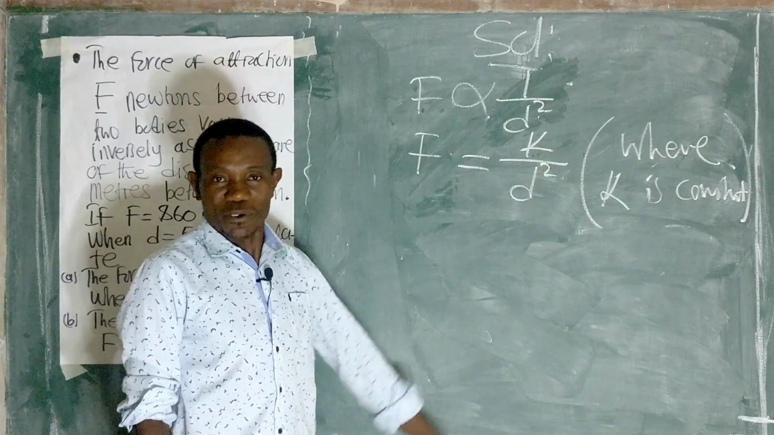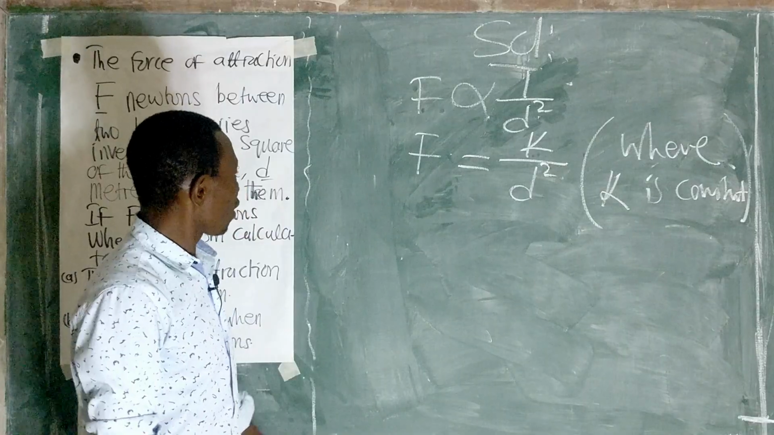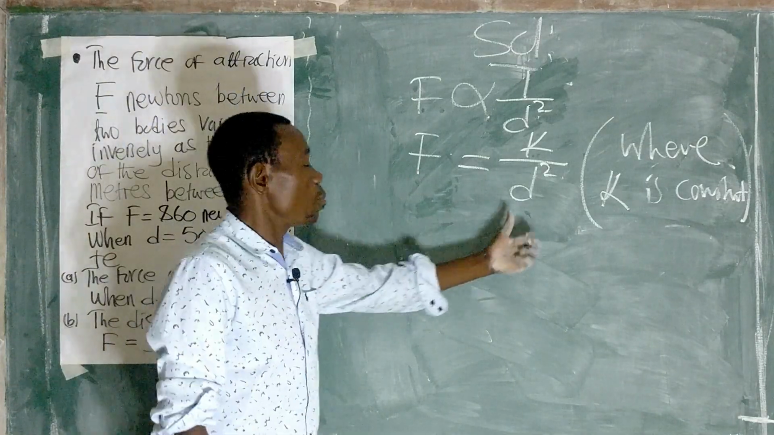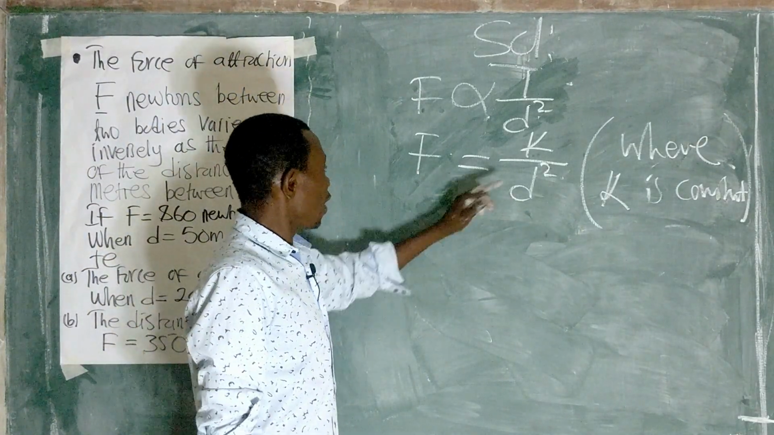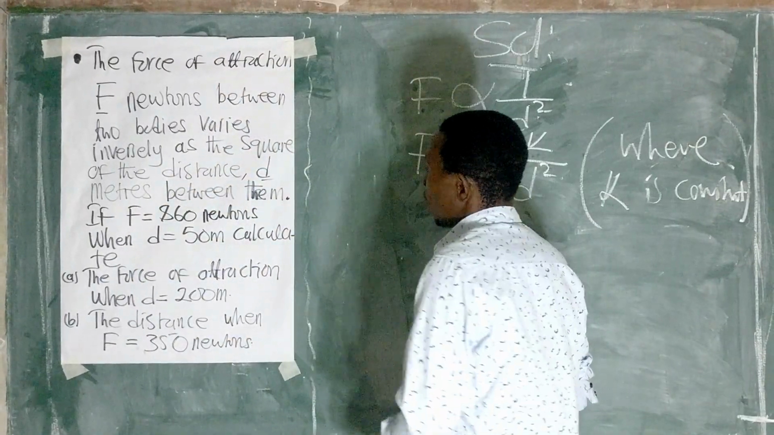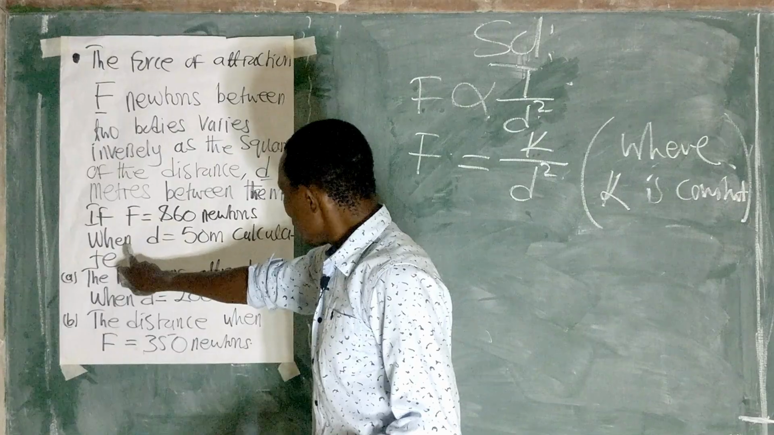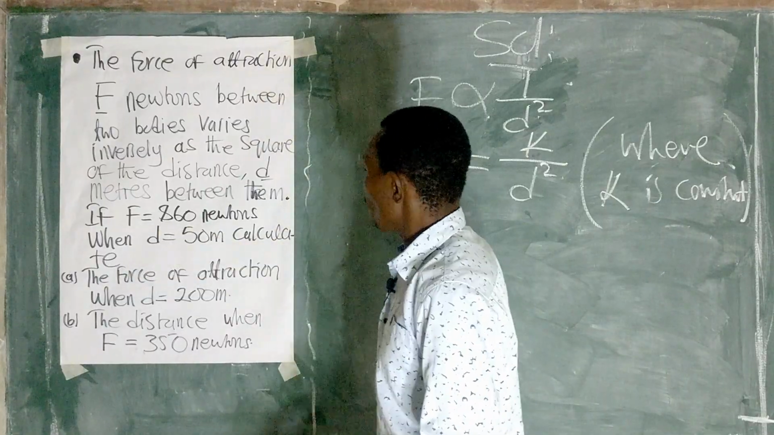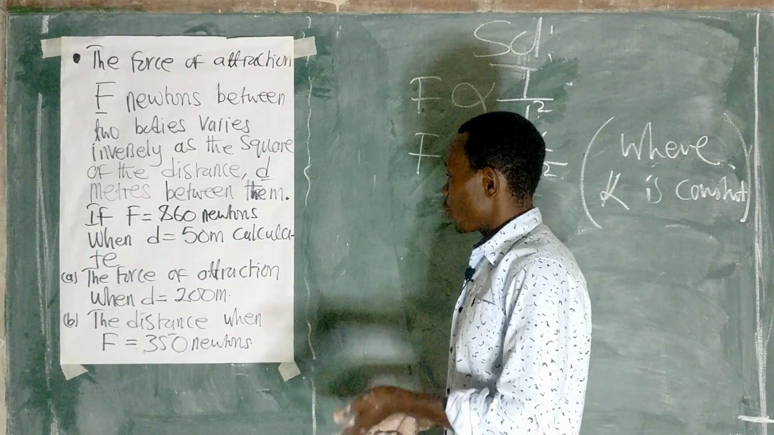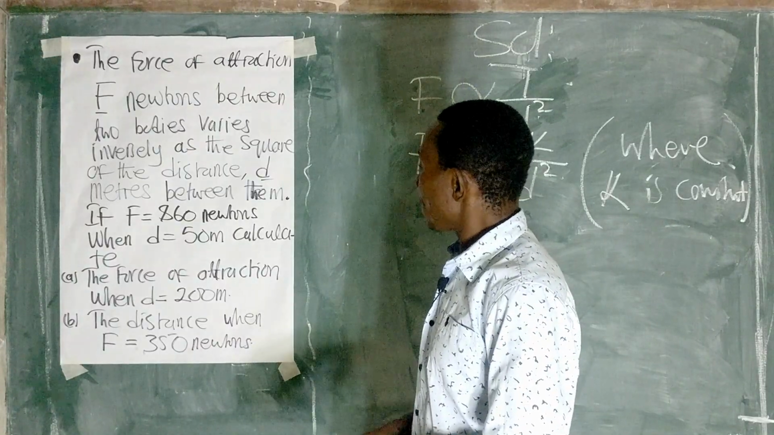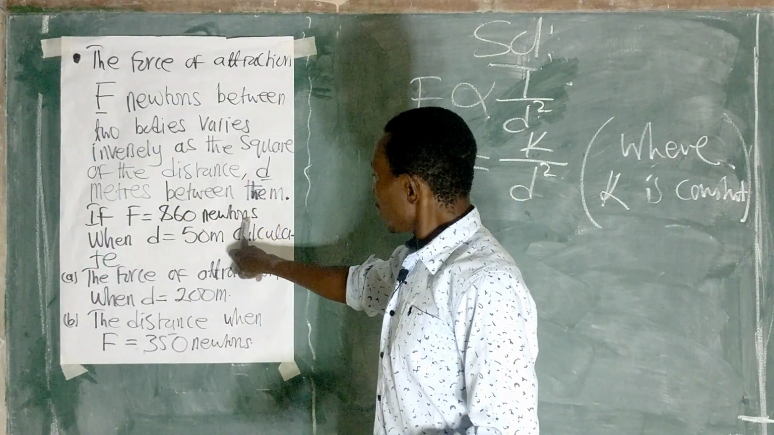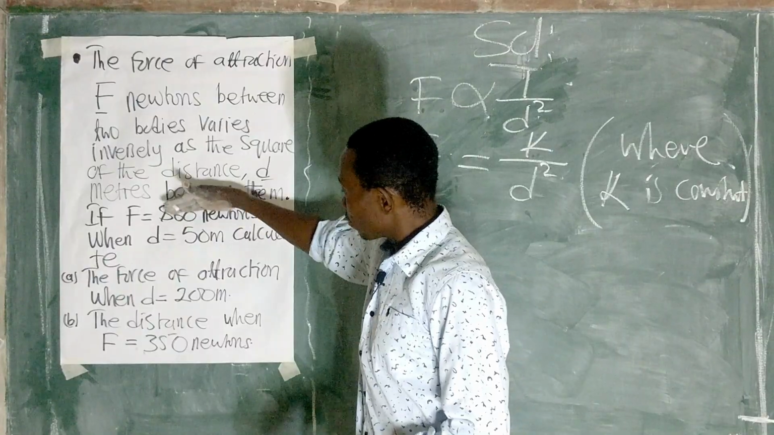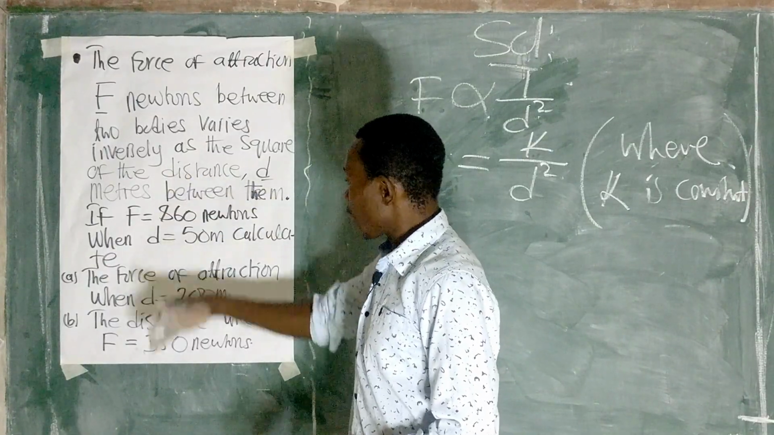The first thing, work out the constant. To find the constant, get to know the values of F and D at the same time. What is the value of F and D at that particular instance? Then you will be able to know the value of k. Here we are told that when D is equal to 50, it is found that F is 860 newtons. So when F is 860 newtons, D comes in as 50 meters. With the two, you can calculate the value of k.